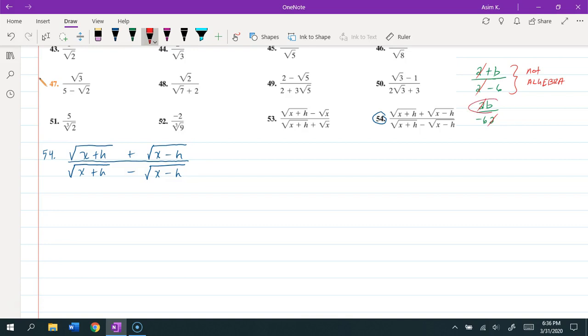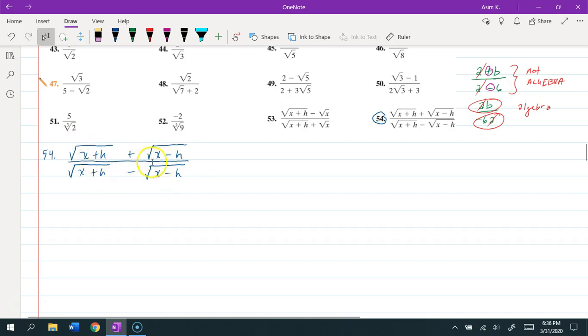When they were being multiplied, this is algebra. You can do that. But when they're being added or subtracted, you can't do anything with it. As much as you want to, you can't touch them. So let's get rid of misunderstandings first. No, you can't cancel the x plus h's and the x minus h's.